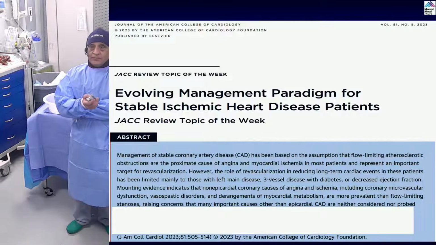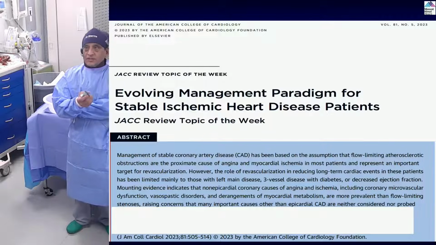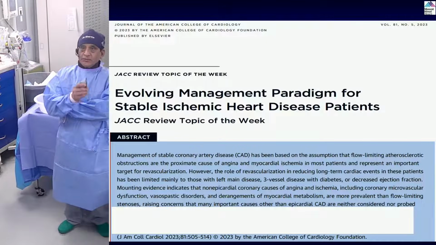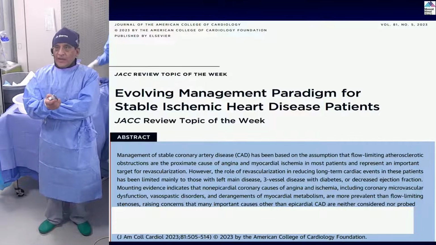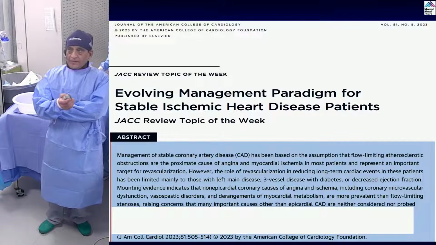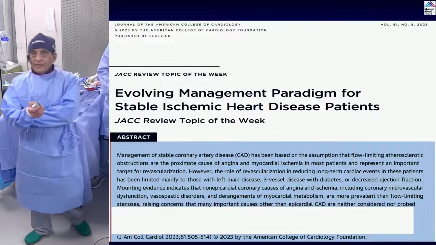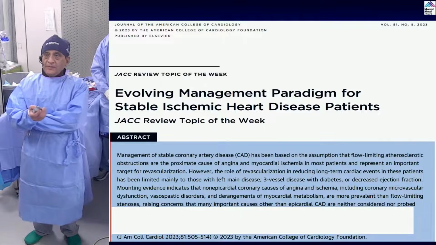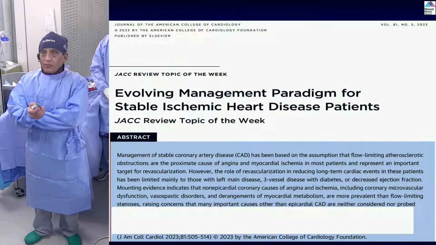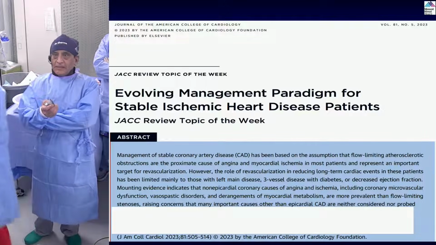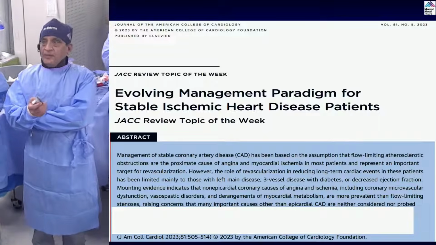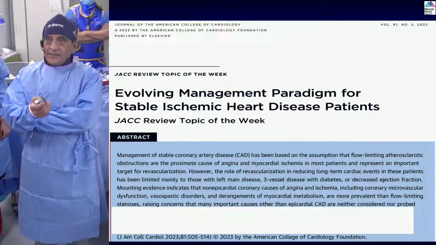If you read it, the management of stable CAD has been based on the assumption that flow-limiting atherosclerotic obstructions, our coronary stenoses, are the proximate cause of angina and myocardial ischemia in most patients and represent an important target for revascularization, for which we do PCI and CABG. However, the role of revascularization in reducing long-term cardiac events in these patients has been limited mainly to left main, 3-vessel disease, diabetics, and decreased EF.